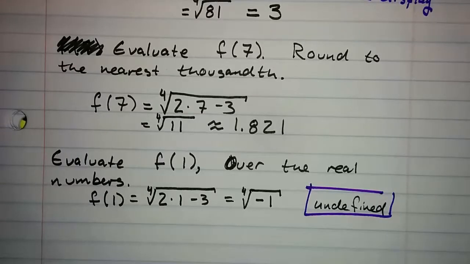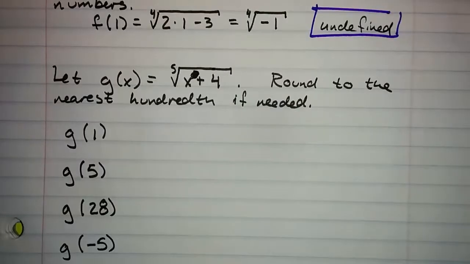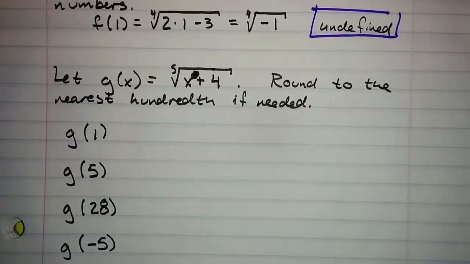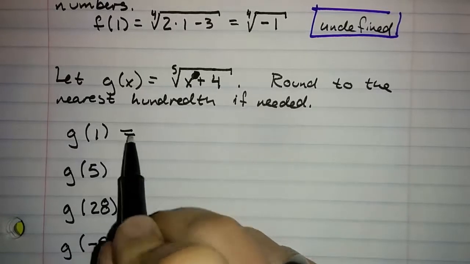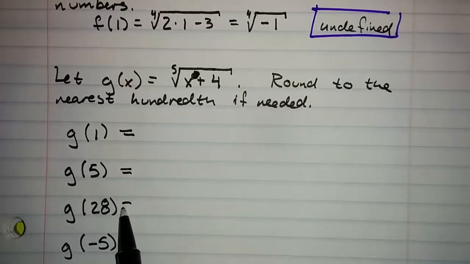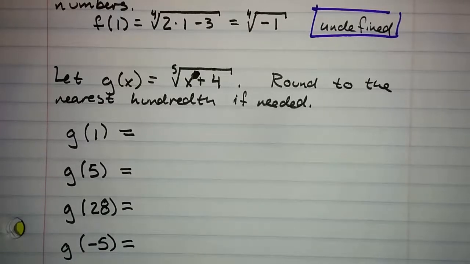Alright, I'm going to have you try some of these. Let g of x be the fifth root of x plus 4. Evaluate each of these and round your answer to the nearest hundredth if needed. Pause the video and try this now.